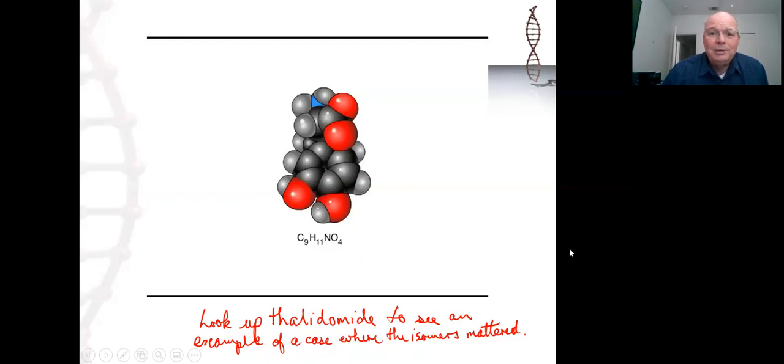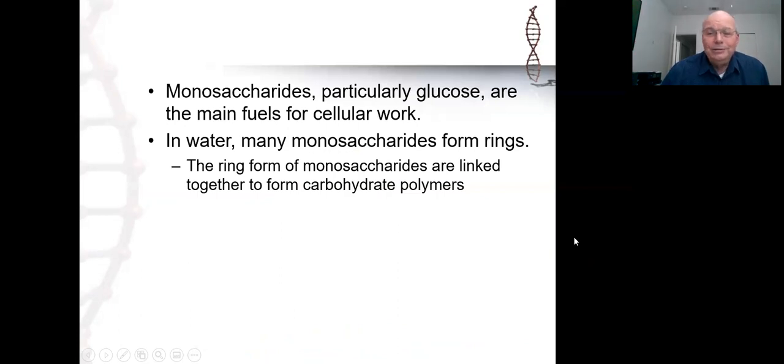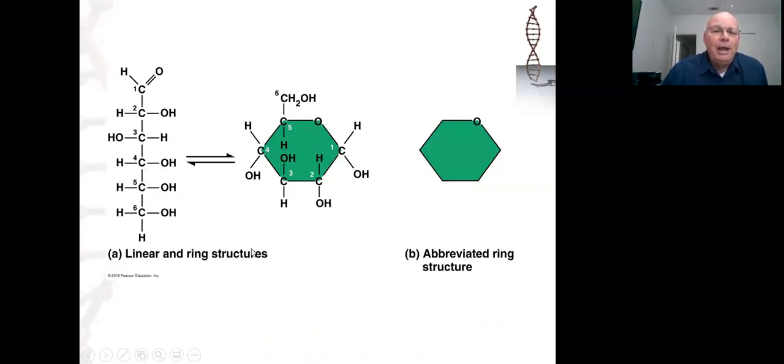So again, onwards and upwards with carbohydrates. Monosaccharides, like glucose, are the primary energy fuel for cells. But we want to look at the polymers as well. What we know about the monosaccharides is that not only do they come in the linear form that we've been drawing, they also come in a circular form. And the circular form is the key for understanding the polymers, because it's the circular forms that are linked together.